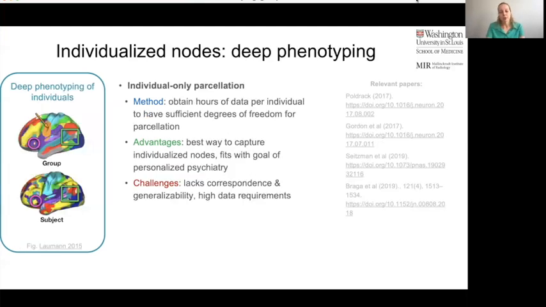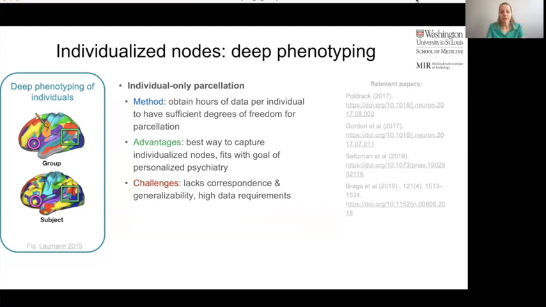So another approach that people have taken to be able to investigate more individualized nodes is what I'm calling deep phenotyping. And here the idea is essentially to do away with the group level completely and analyze data at the individual level. And this is done by obtaining hours of data for each individual so that you have sufficient degrees of freedom and sufficient data to be able to robustly estimate a data-driven parcellation just for that individual.